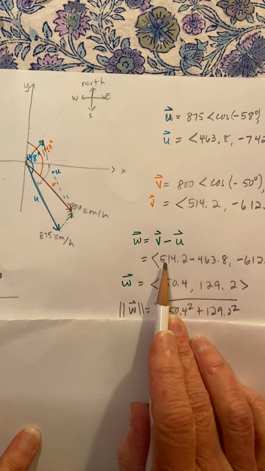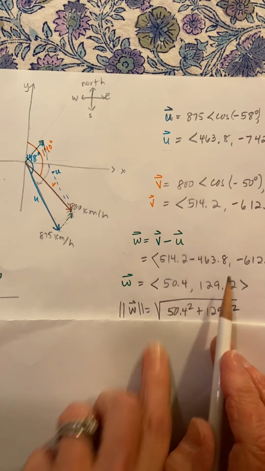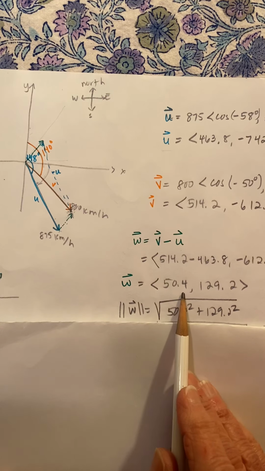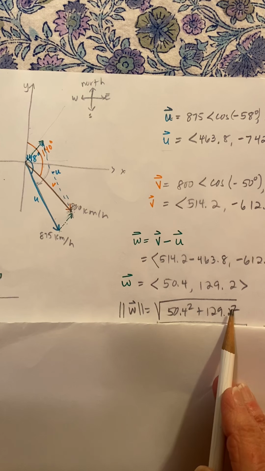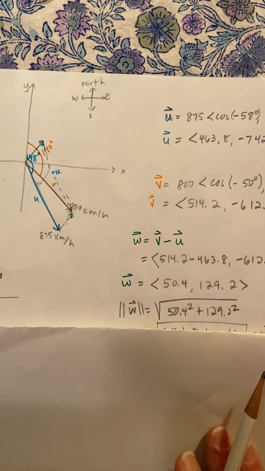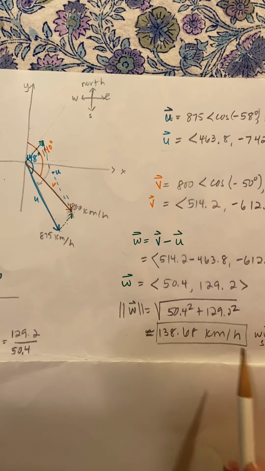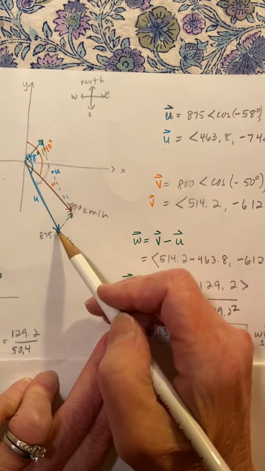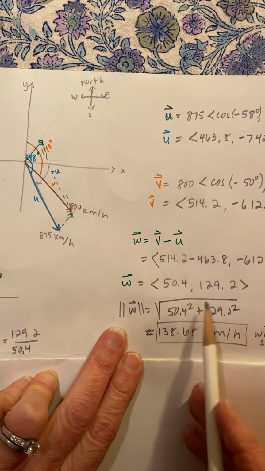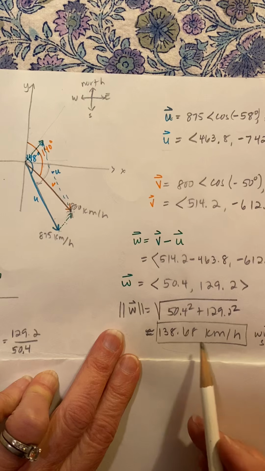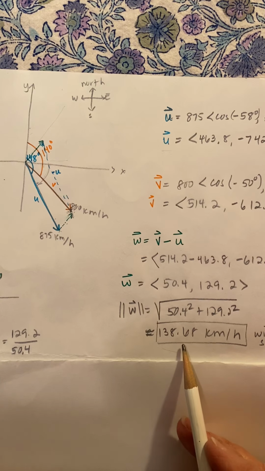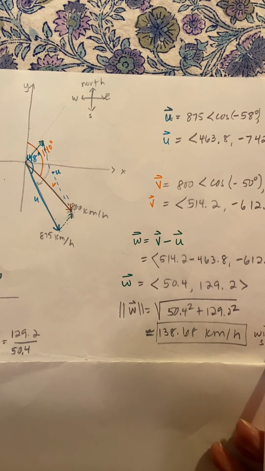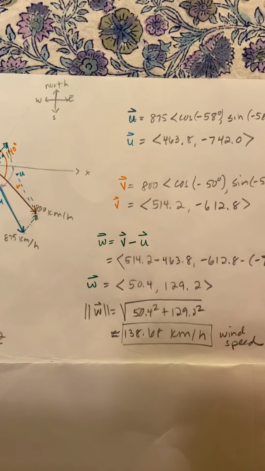Then, as we've learned, to do a subtraction of two vectors, you just subtract the component parts that match up. And you're going to get 50.4 and 129.2 as your two components. They asked for the wind speed. To get that, you will take the magnitude of this new vector, which is either here or here. And you do the magnitude calculation, you get 138.68. Our units on these vectors is kilometers per hour. That's our wind speed. Okay.